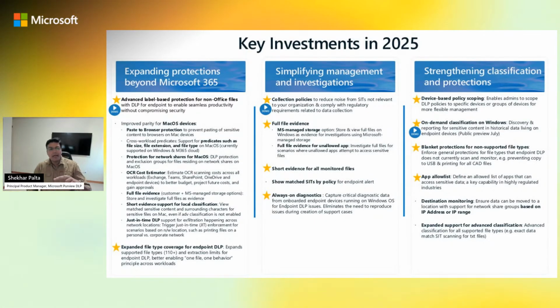Now, this capability effectively supports the vice versa, the reverse scenario as well. You can now designate apps that are allowed within your organization to access sensitive content, and any other app will not be allowed to access files containing sensitive content.